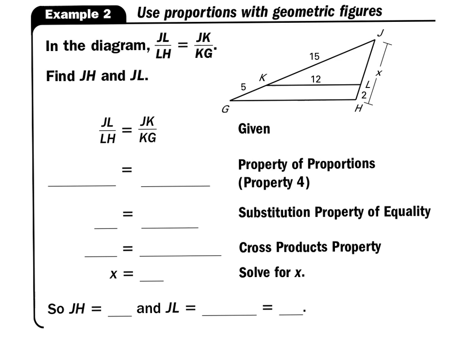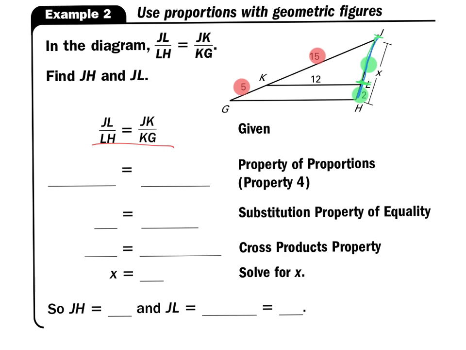In the second example, it says in this triangle, JL, where's JL? JL is right here. Over LH, which is the little part there, I think that's 2, equals JK, JK is 15, over KG, which is 5. So now let's see what I can do here. If I have this given right here, I'm asked to find JH. JH is this long length of the big triangle, and JL is this part, the green part. Okay, so let's see what we can do.